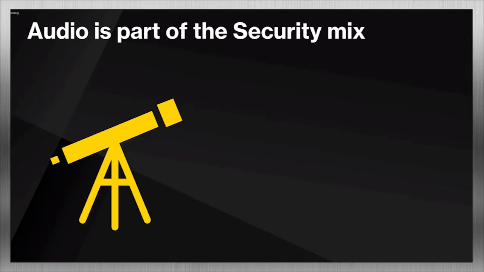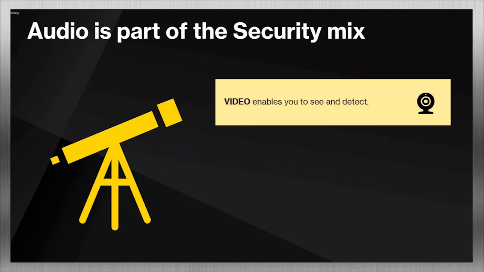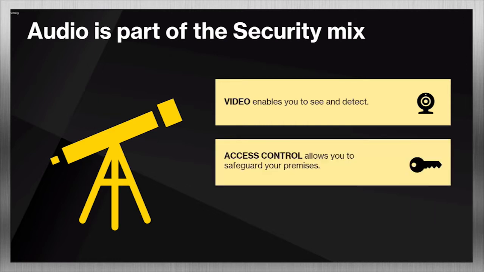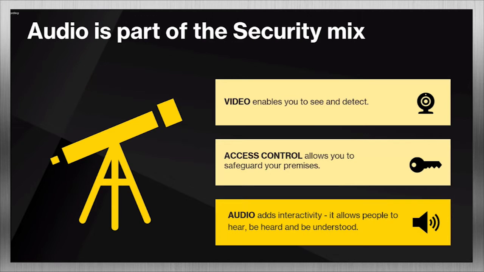Most security systems have some form of CCTV and access control. But just like a tripod, for something to be stable, solid, and efficient, you need the third leg. And audio is the third leg. CCTV is your visual protection. Access control is your physical protection. And the audio device is your audible protection.